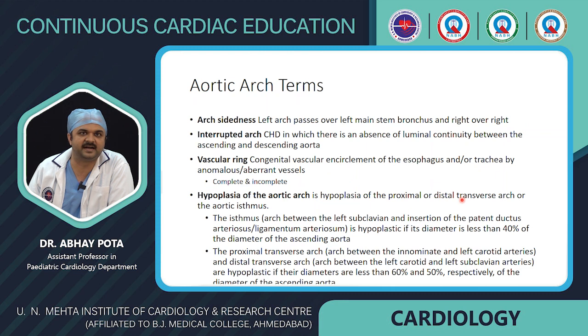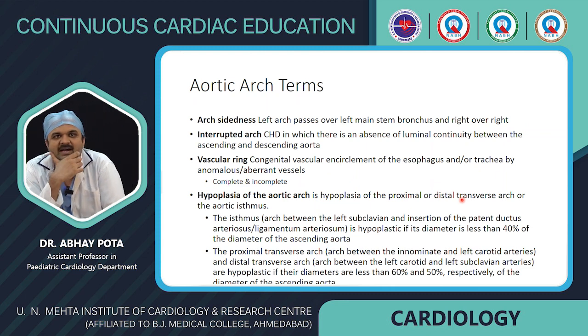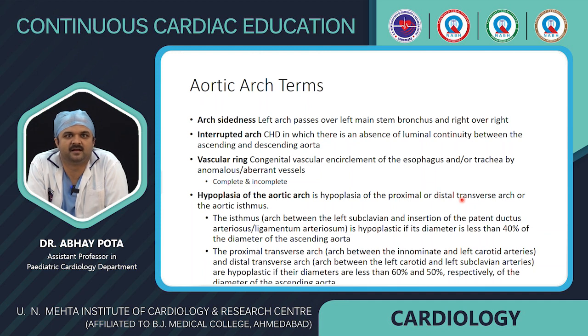Certain terminologies related to aortic arch, arch sidedness. What is left arch and right arch? Left arch passes over the left main stem bronchus and the right arch passes over the right main stem bronchus. What is interrupted arch? Interrupted arch is any congenital heart disease in which there is an absence of luminal continuity between ascending and descending aorta.